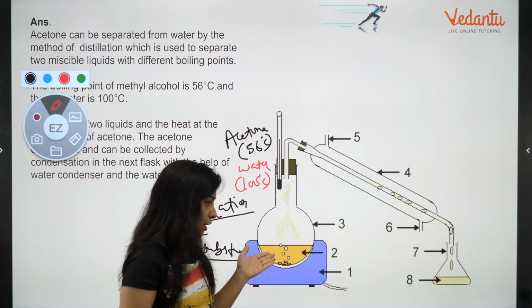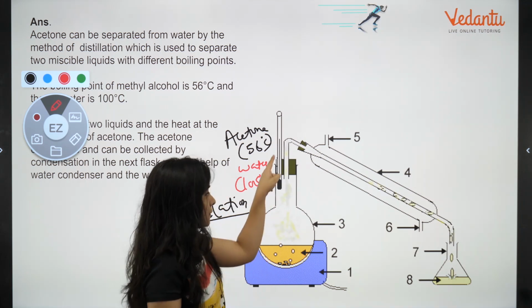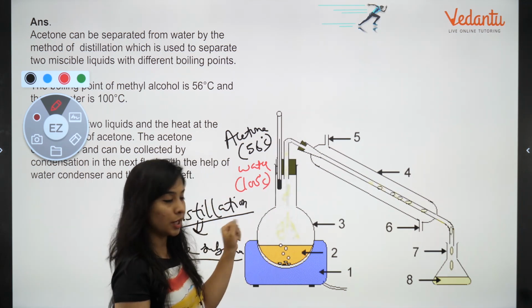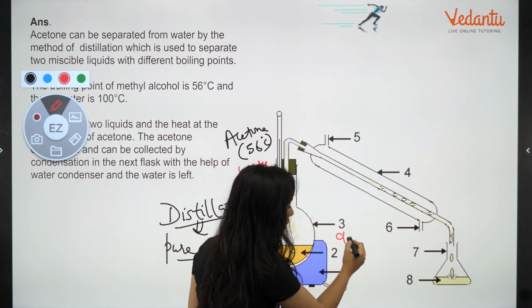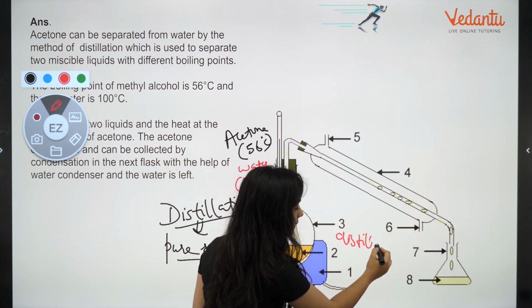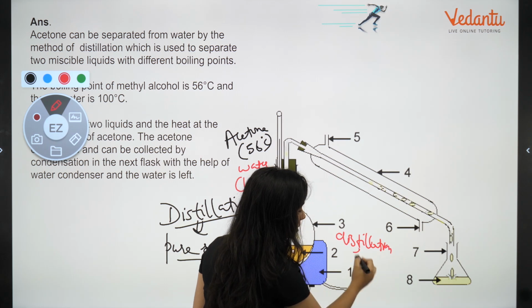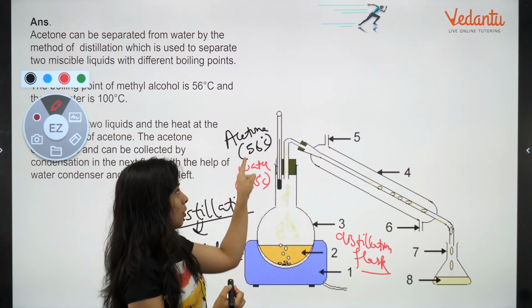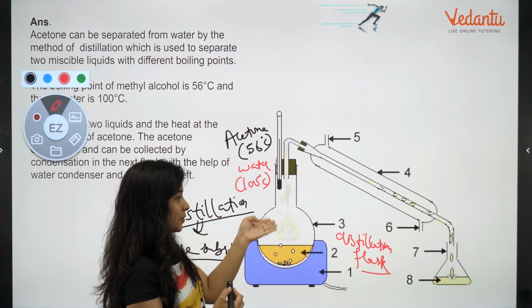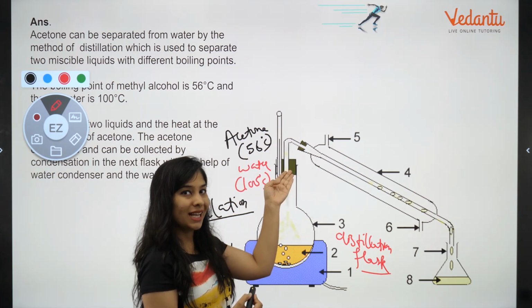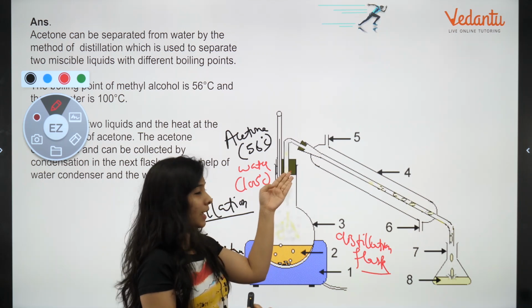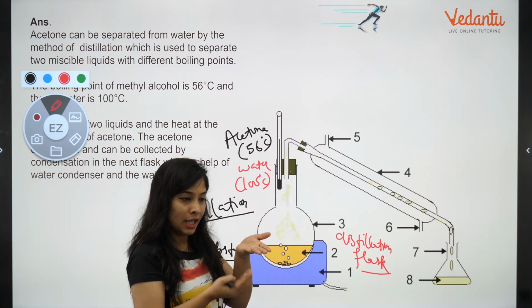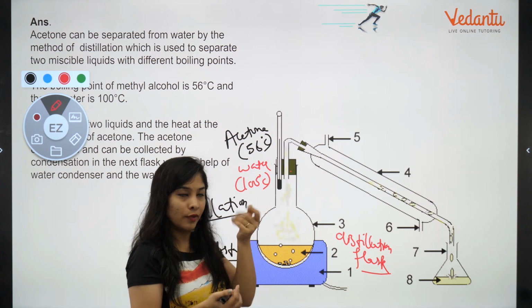So that's obvious. When you are heating a mixture, this flask has a particular name known as the distillation flask, because in this we are doing distillation. So what are we doing in the distillation flask? We are heating. So the substance with the lower boiling point will evaporate first, will convert into vapor first. Why? Because the boiling point is lower. With a little heat it can convert into vapors.